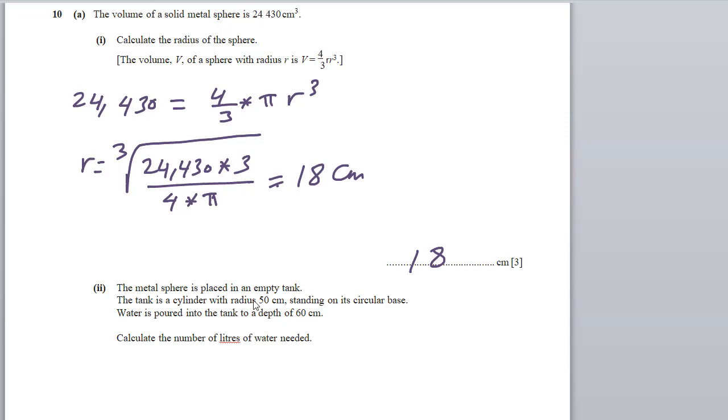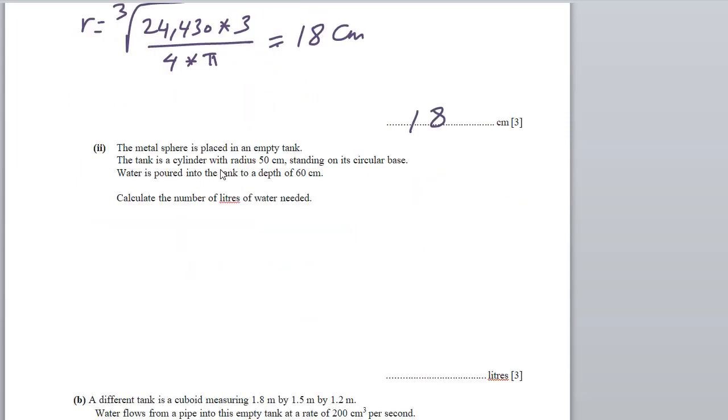Now the melted sphere is placed in the empty tank. The tank is a cylinder with radius 50 centimeter, standing on the circular base. Water is poured into the tank to the depth of 60 centimeters. Calculate the number of liters of water needed. So number of liters is equal to the volume of the cylinder minus the volume of the sphere.